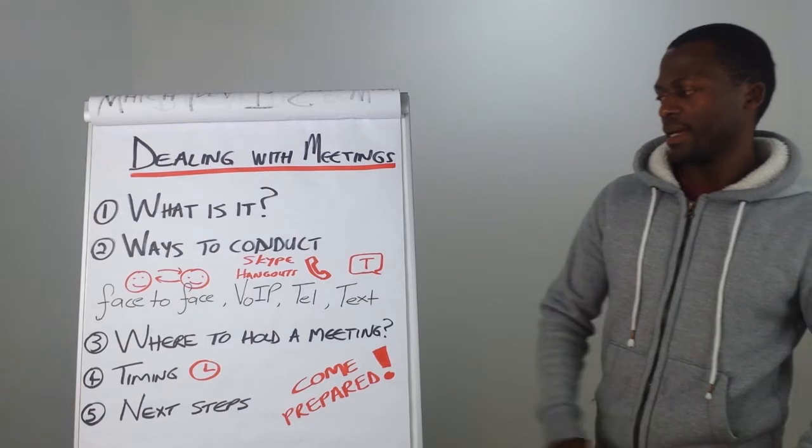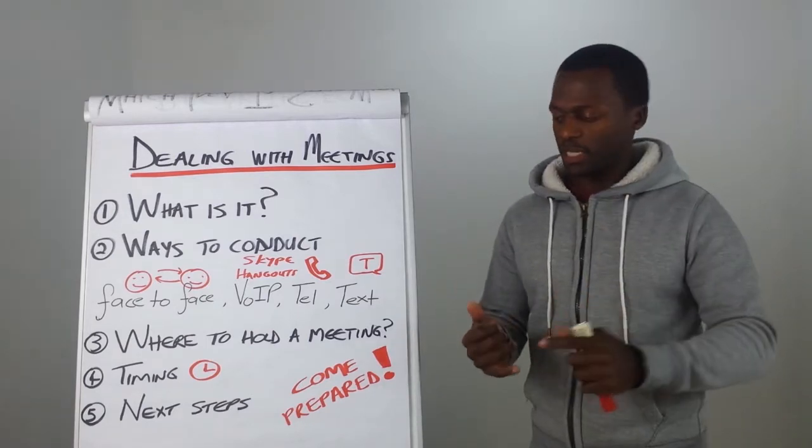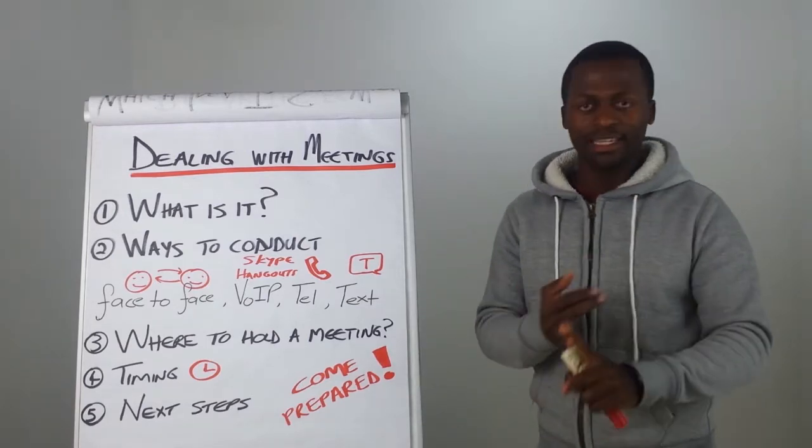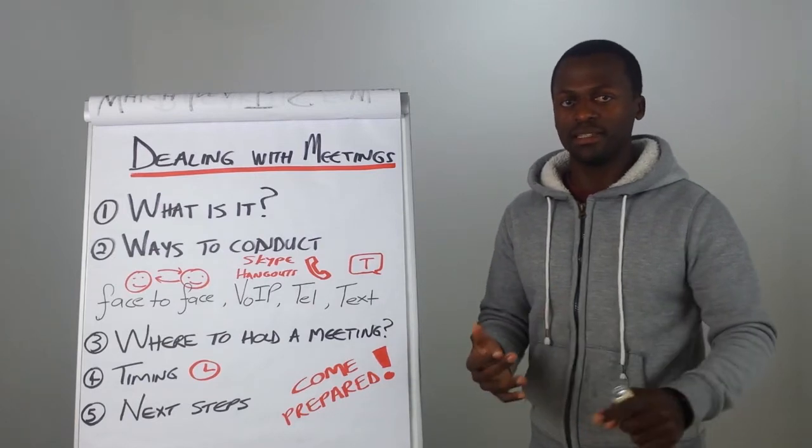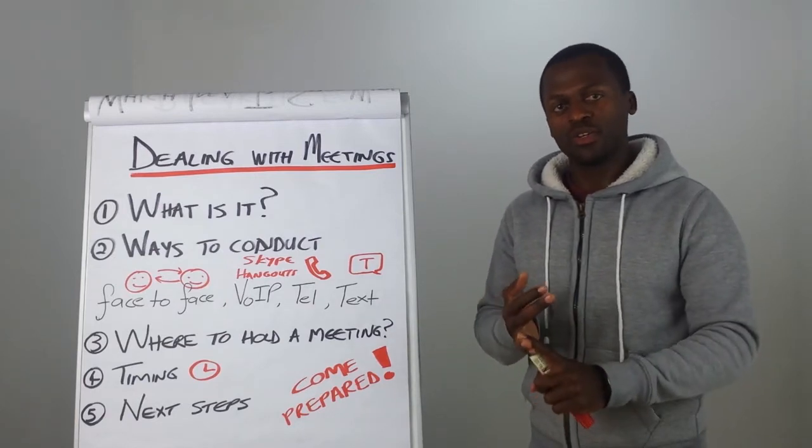Where to hold meetings? As a rule of thumb, it has to be a place where everyone is comfortable and has little or no distractions. That's it. You are comfortable, there's little or no distractions.